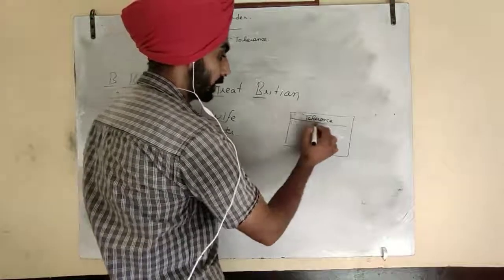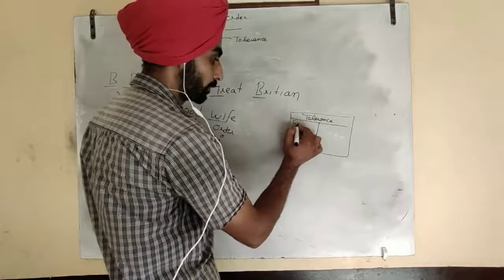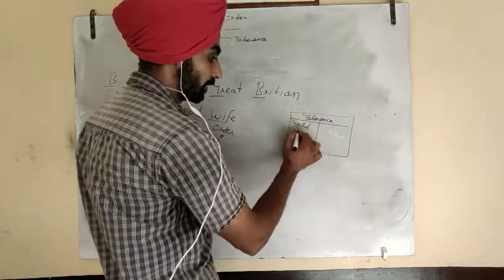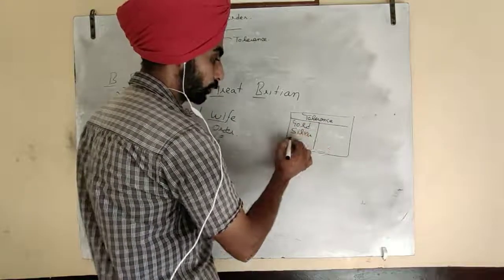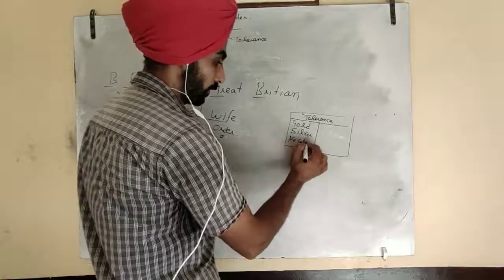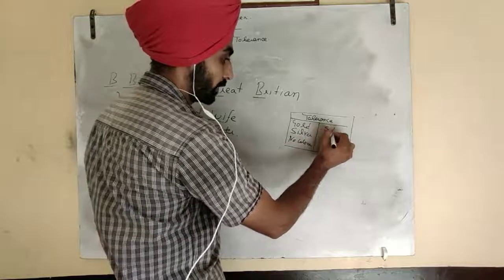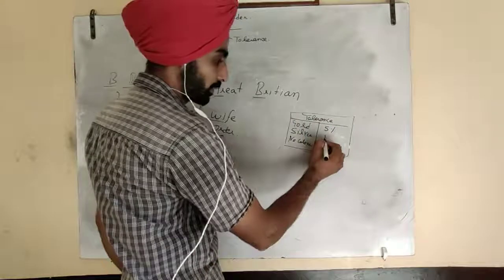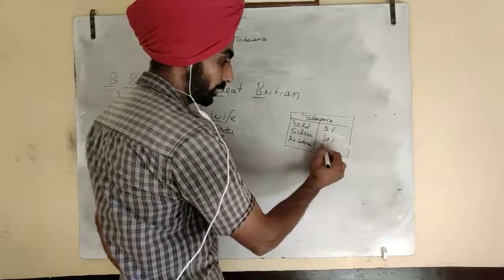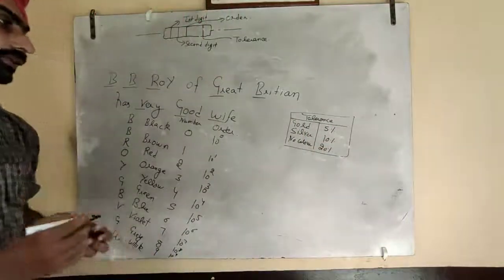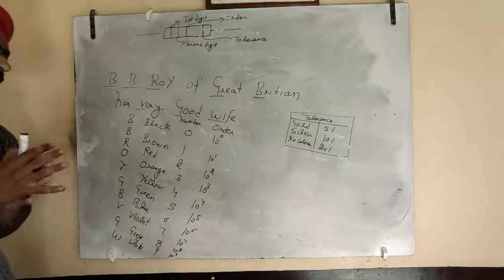A fourth color is gold, and a fourth color is silver, and a fourth color is no color. So what is the tolerance? Gold is 5% tolerance. Silver is 10% tolerance. No color is 20% tolerance. So first of all you make this graph.